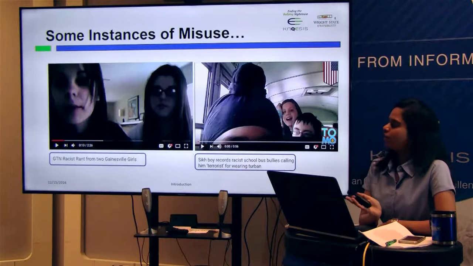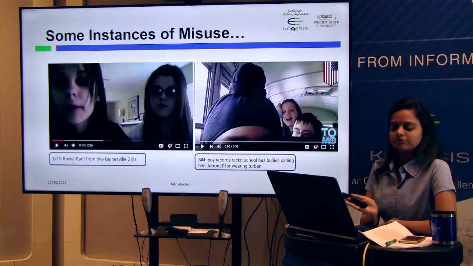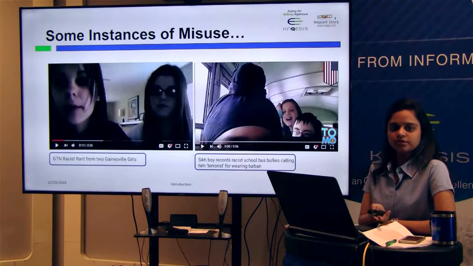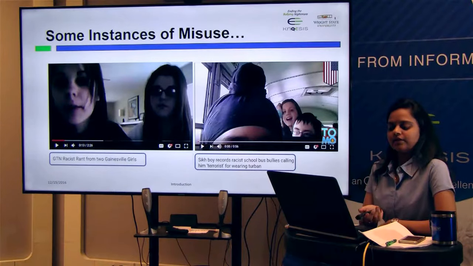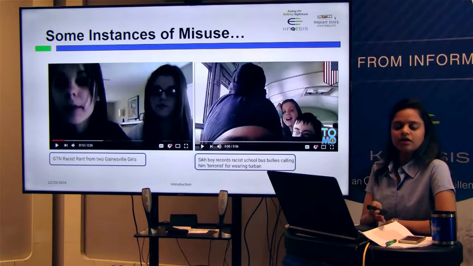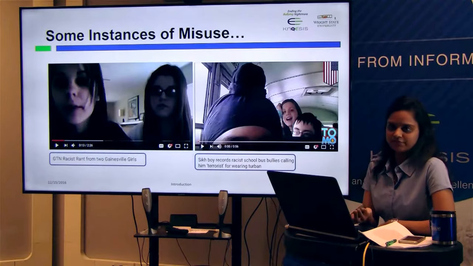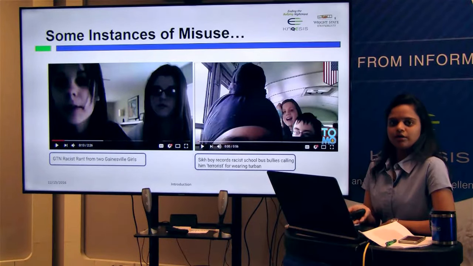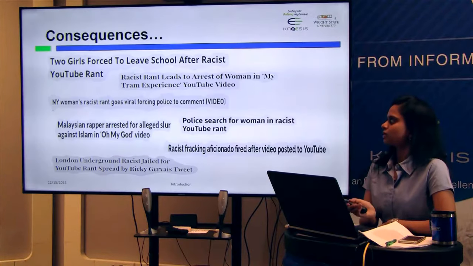Before going into that, we'll discuss some instances of this misuse. These are some of the instances that were found on YouTube. The first video is about two girls who were suspended from school because of their YouTube upload. And the other example is about a sick boy who was bullied by his schoolmates. There are numerous uploads like this on YouTube. So what happens with this misuse? What happens if there are such instances in video sharing websites? There are consequences.